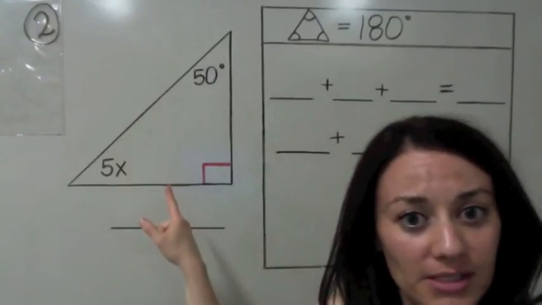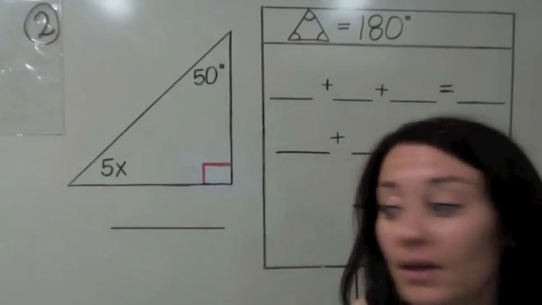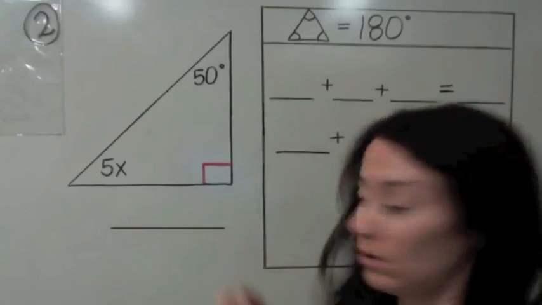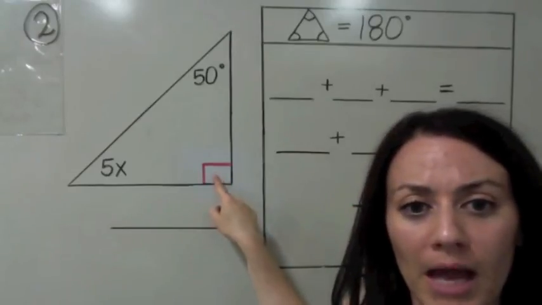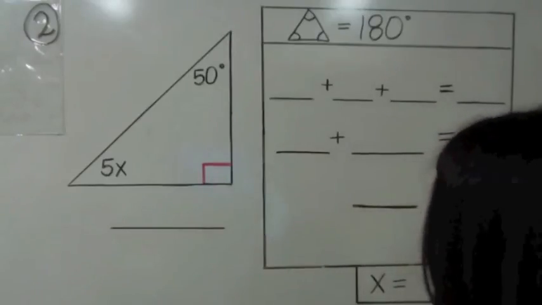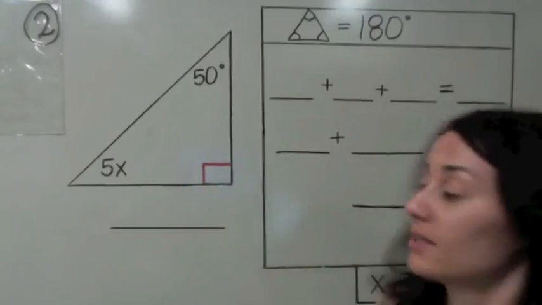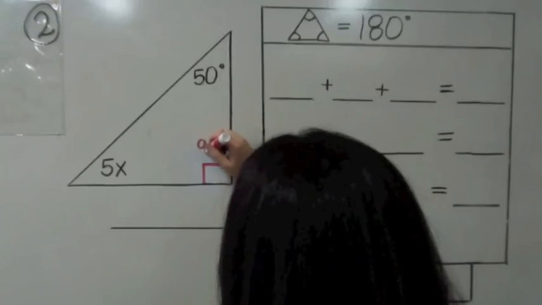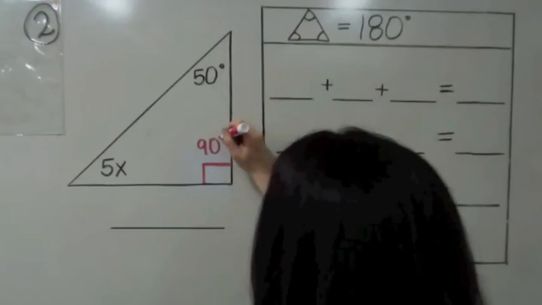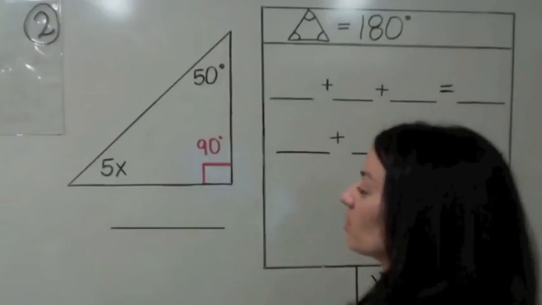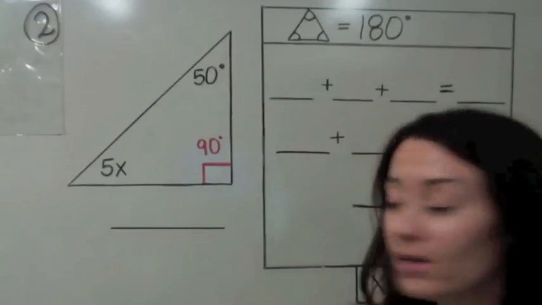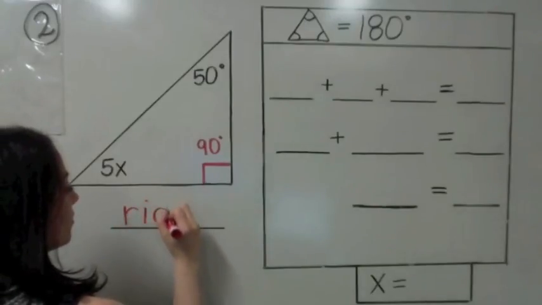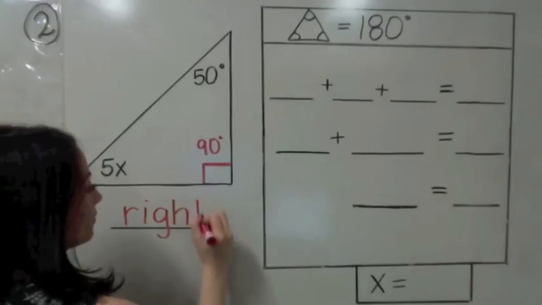What kind of triangle is this? It is a right triangle. How do you know that? How do you know this is a right triangle? What does this mean? How many degrees is this? 90? Yes, this little square symbol indicates that this is a 90-degree angle. So write 90 degrees right on top of that box. And by definition, when you have one right angle, it is a right triangle. So let's write right triangle. Great.